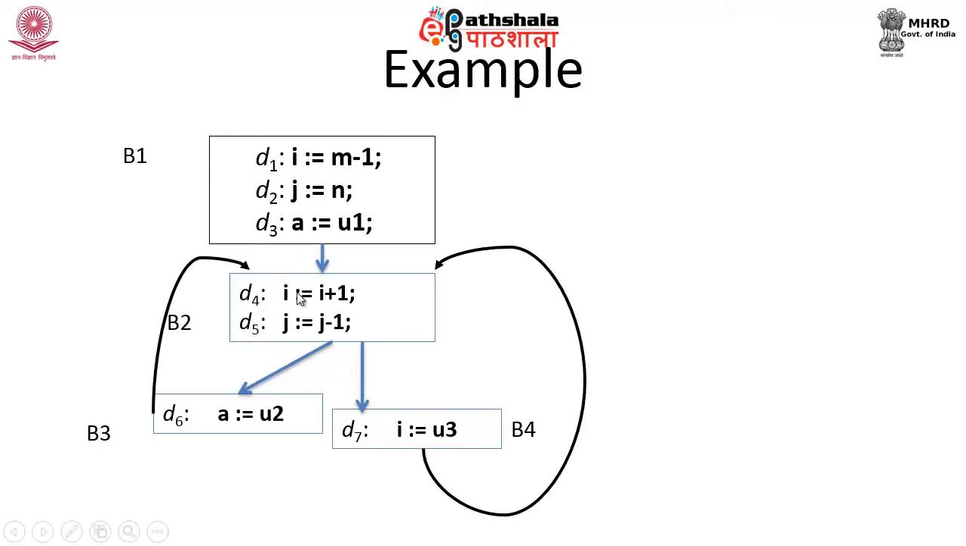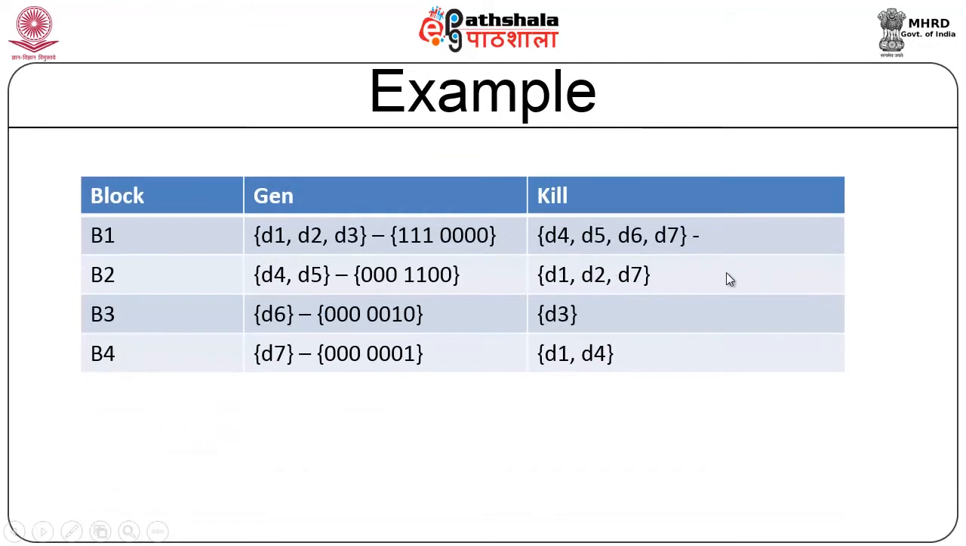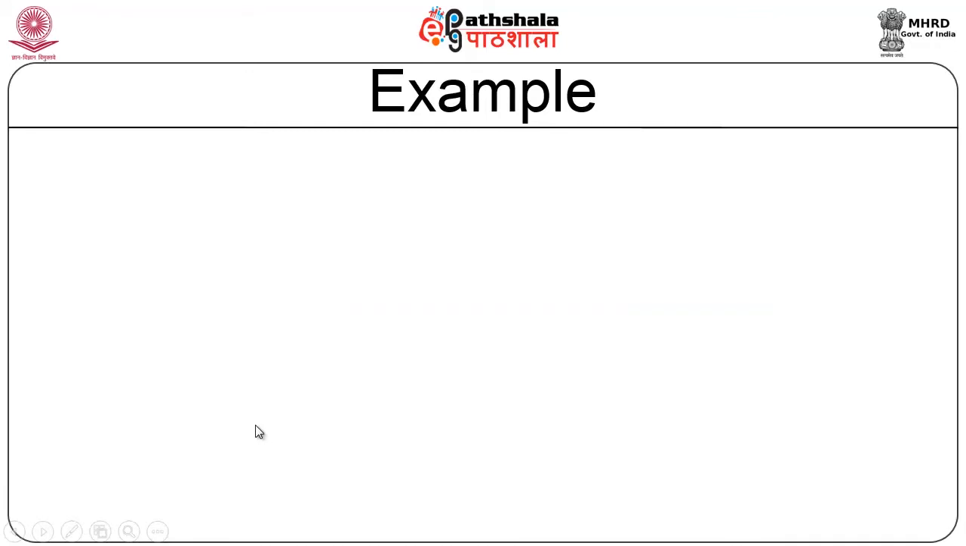What is the kill of B2? Wherever I and J are available. I and J are available at D1, D2 and D7. So, that is why we have here D1, D2, D7, and this is D4 to D7. Similarly, B3 will be simply D3 because D3 defines A and D6 is also a definition of A, and D7 defines I, D1 and D4 also define I, therefore it is killed here. So, this is my example. Now, this is given as input to the algorithm for computing reaching definitions.